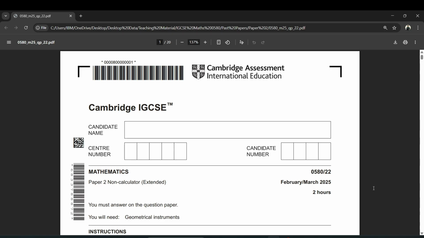Welcome to ASTC. This is Cambridge IGCSE Mathematics 0580. So today we will be working through February March 2025 paper 22. This is the first exam paper after the syllabus was updated. Okay, so let's get started.